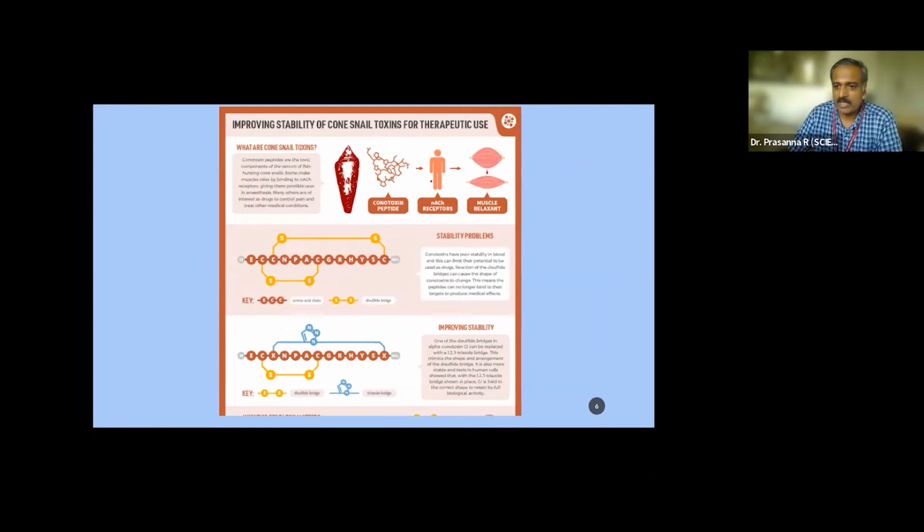Okay, another interesting point which I would like to highlight is the cone-shaped snail. It's a toxin for therapeutic use. Of course, you can say it is a toxin. It's widely used as a muscle relaxant as well. You can see the structure of the peptide unit. You have a disulfide linkage over here, or it can have a triazole linkage over here. The triazole linkage is introduced synthetically just to improve the stability of the molecule.